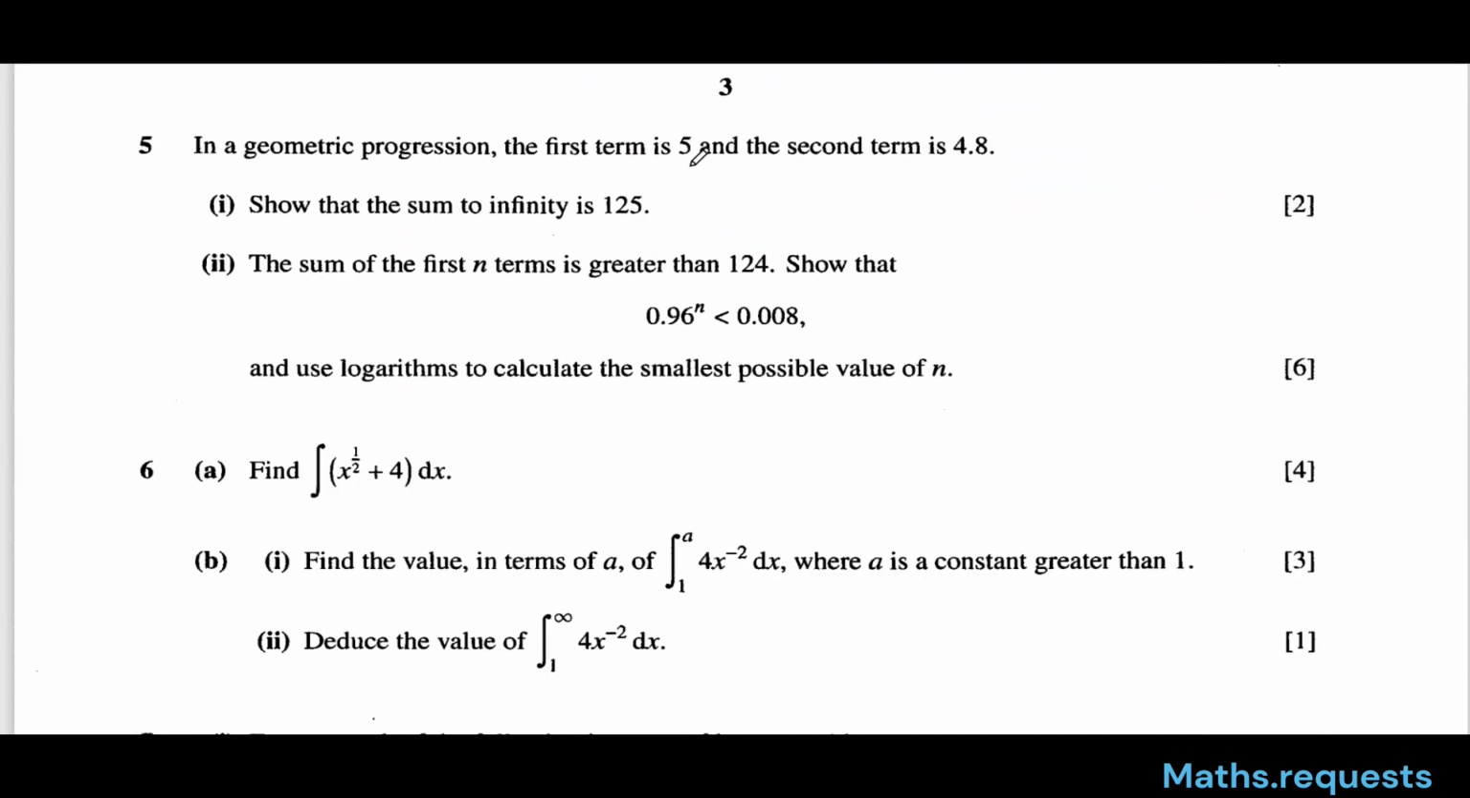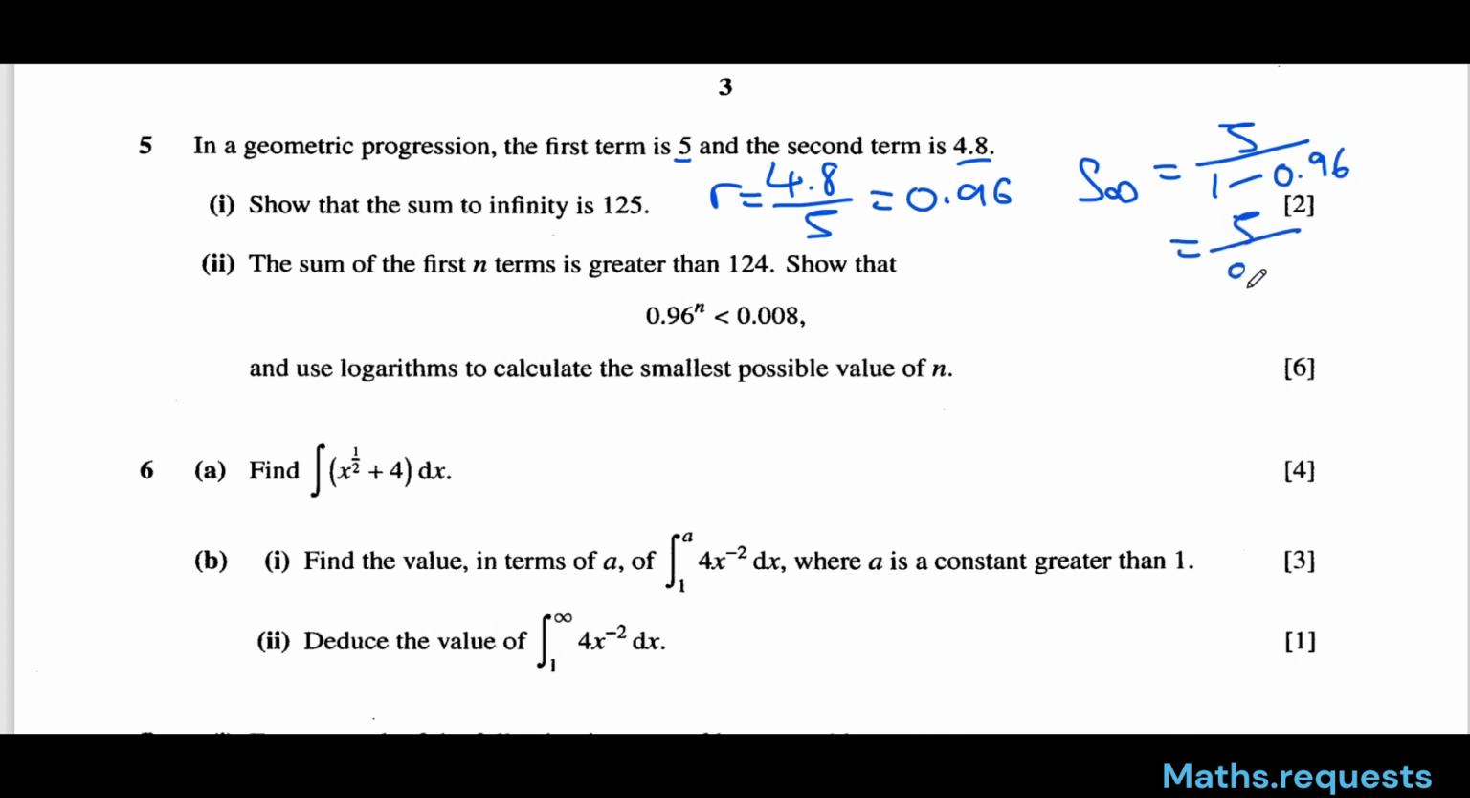Question 5. In a geometric progression, the first term is 5 and the second term is 4.8. Show that the sum to infinity is 125. Okay, so the common ratio is going to be 4.8, which is the second term, over the first term, which is 5, giving 0.96. So the sum to infinity is going to be the first term over 1 minus the common ratio, which is 5 over 0.04, which equals 125.